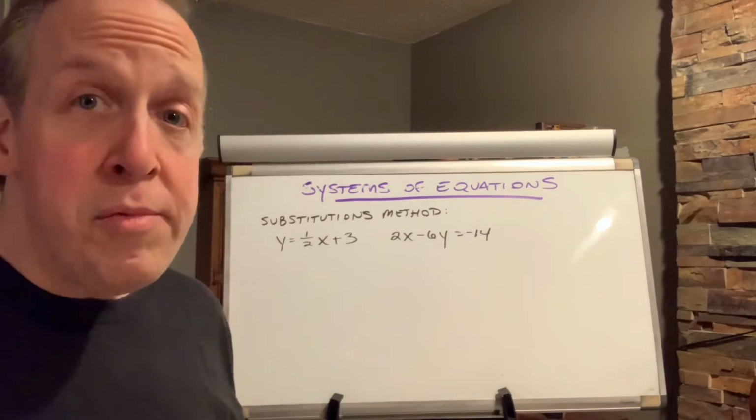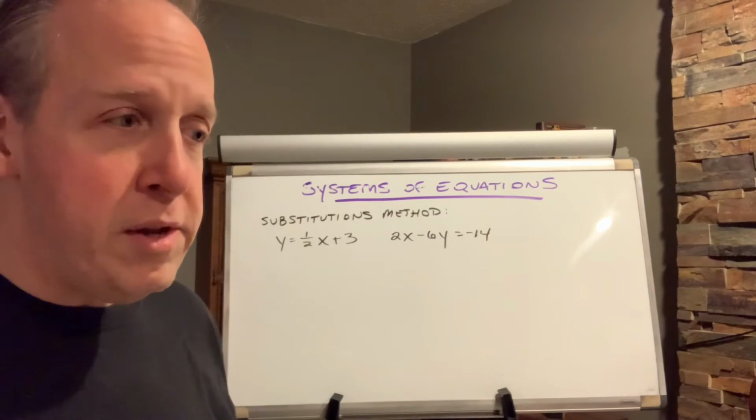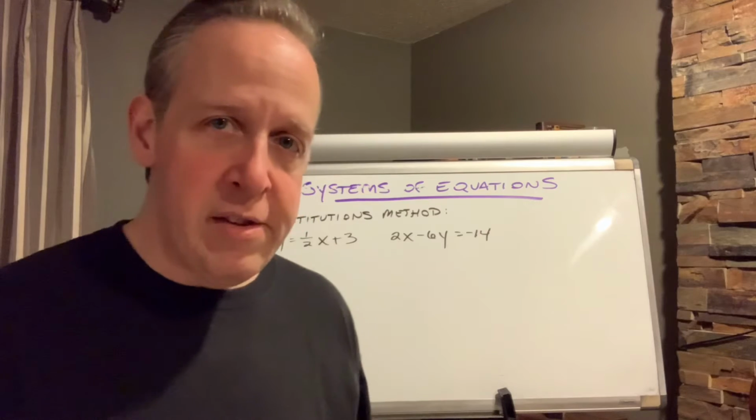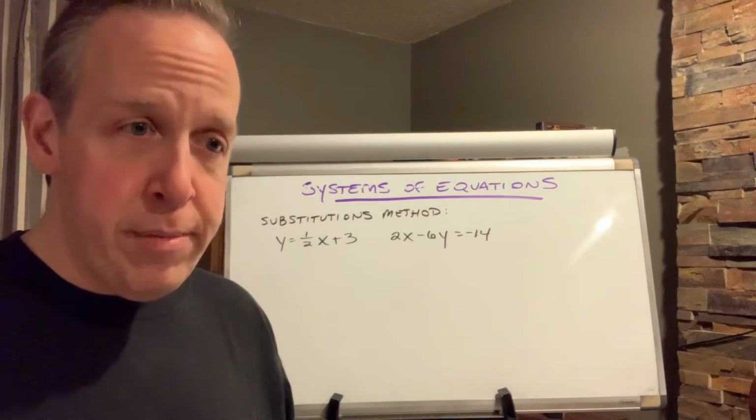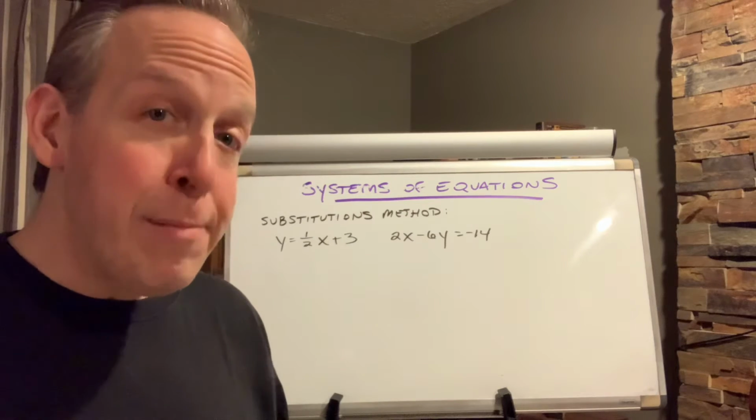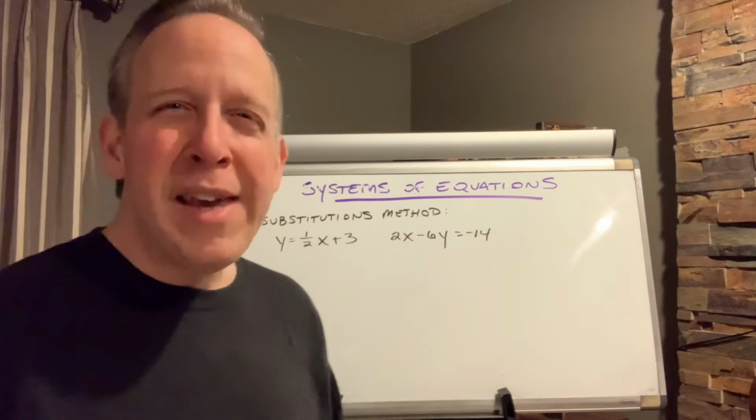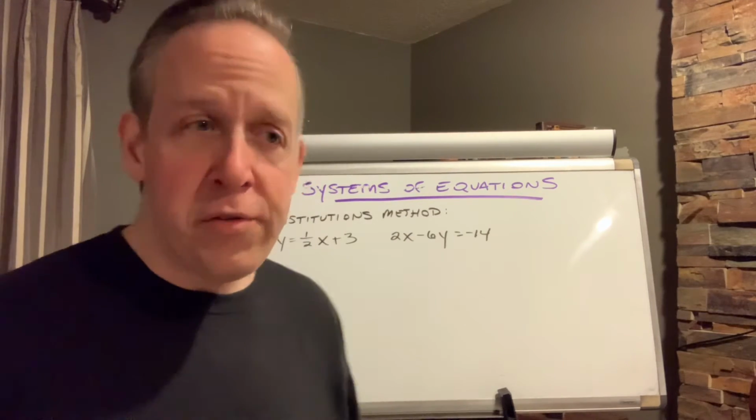We don't need them to be in slope-intercept. We don't need them to be in standard. We just need them to be workable. Here's what the substitution method does. If you can isolate one of the variables, you could then substitute that quantity into the other equation. You can't solve a problem when there's two variables. We've got to solve for one first.